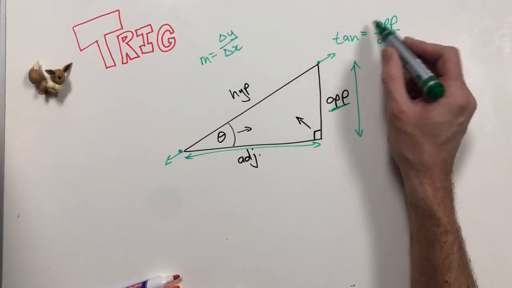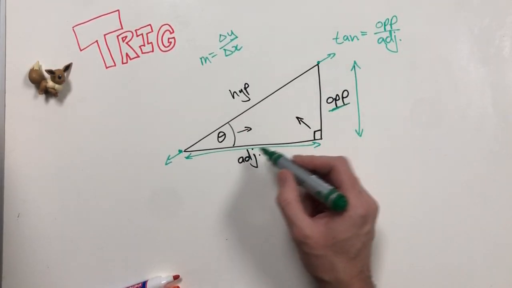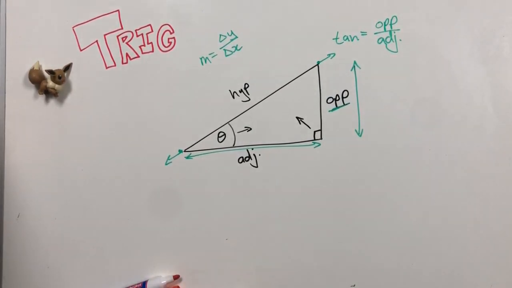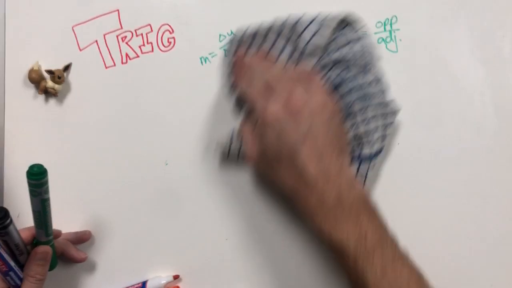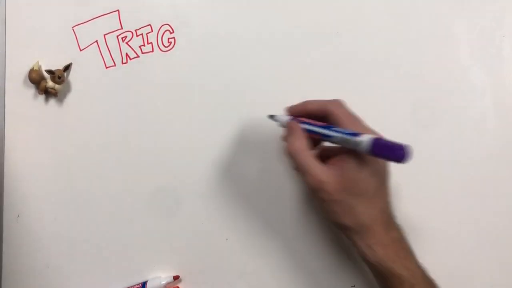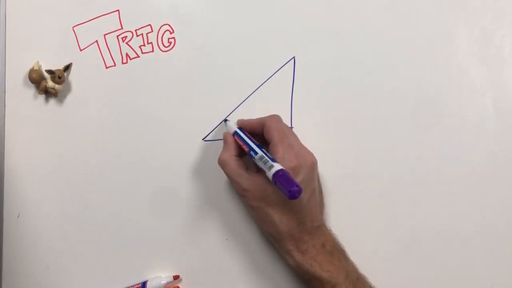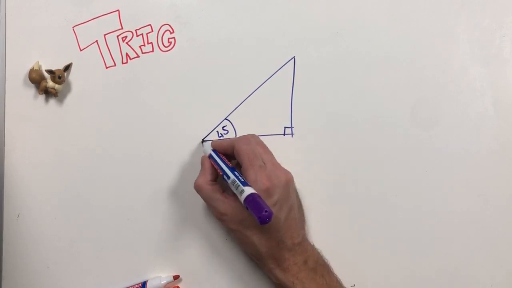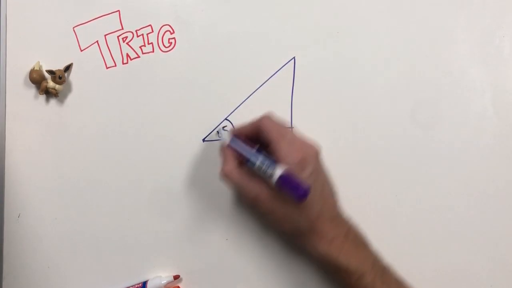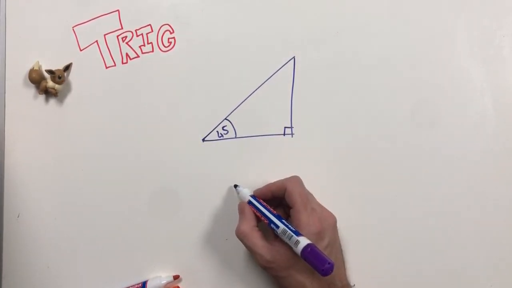So for tangent, it's basically just trying to figure out the slope of a line. Let me draw a better looking triangle, because I want to show one example of something you should know by heart. If I had a 45-degree angle, what would the gradient be of a line that's 45 degrees? It would just be 1.